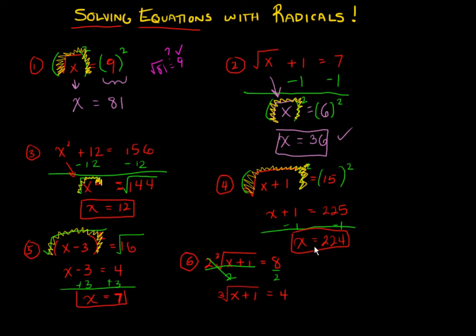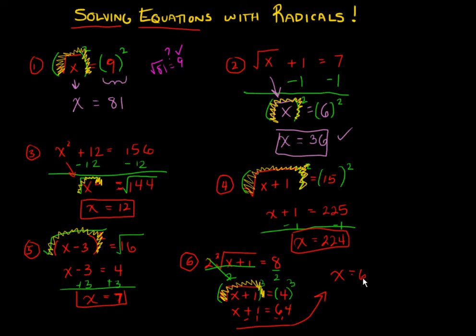From here, I've got the cube root of x plus 1. So what should I do to get rid of a cube root? Well, cube it. Remember, it's an equation, so we have to cube both sides. Just like before, a cube and a cube root will cancel out, leaving us with x plus 1 equals 4 to the third power, which is 64. Subtract 1 on both sides, and our final answer, I'm running out of space, so I'll write it up here. Our final answer is x equals 63.